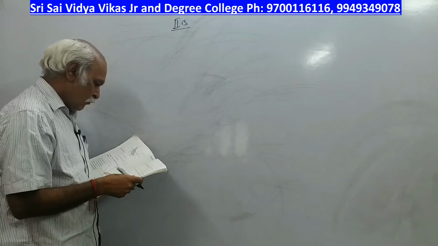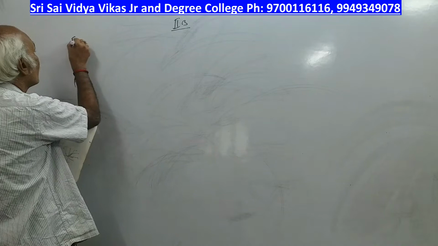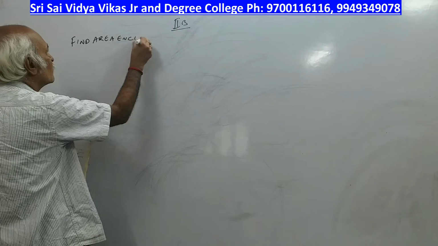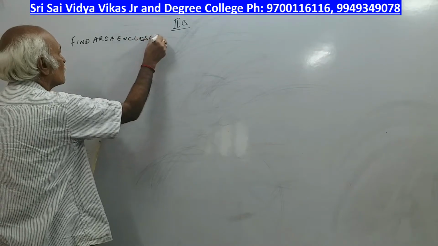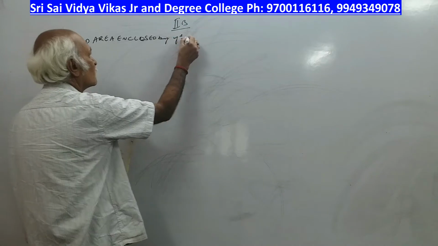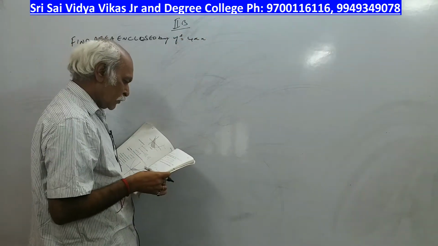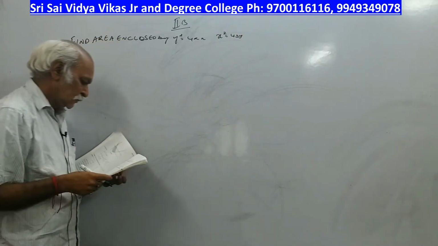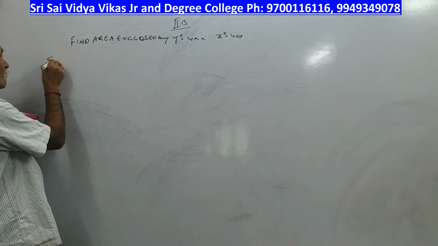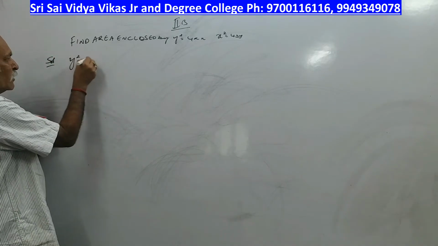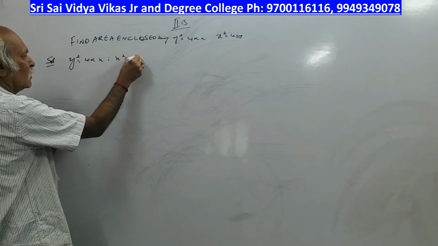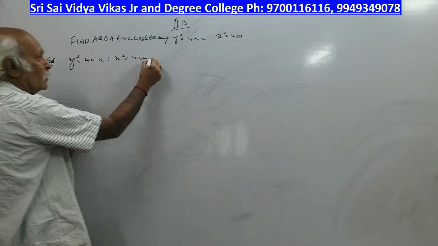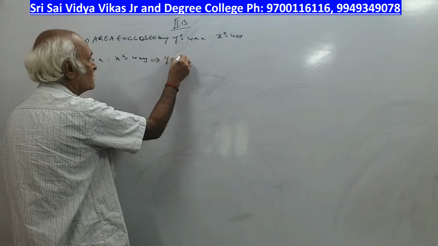Okay. Find the area enclosed by y square is equal to 4ax and x square is equal to 4by. Right? First, y square is equal to 4ax, x square is equal to 4by. Right? Now, from this, what is the y value?